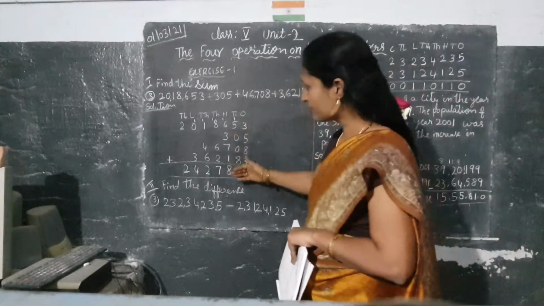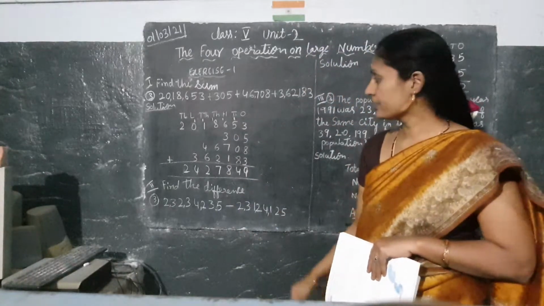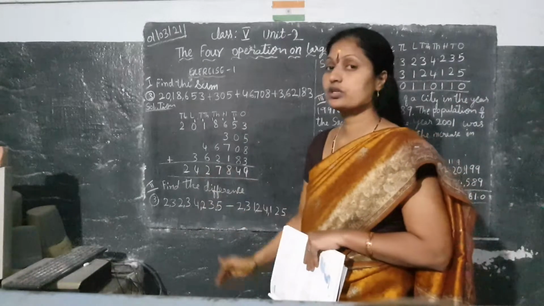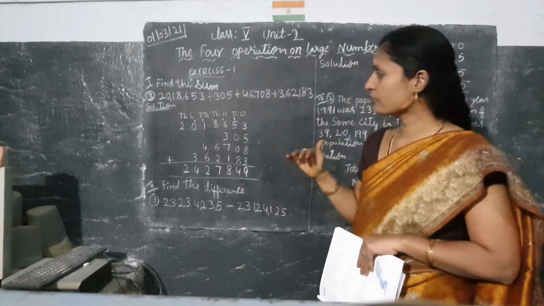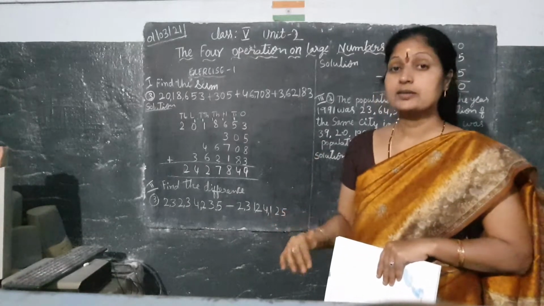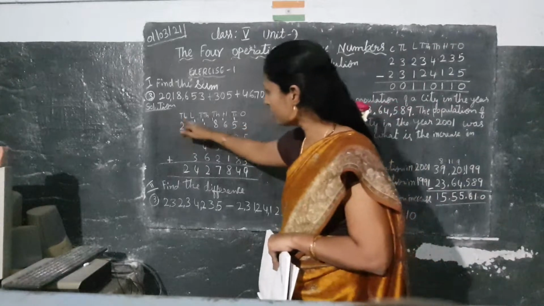Okay. In the tens place we have to write what number is there. Hundreds we have to arrange properly, and thousands we have to arrange, ten thousands we have to arrange, and lakh and ten lakh, the numbers have to be arranged properly. Then only we will get the answer correct. Okay. Now we will arrange the numbers.